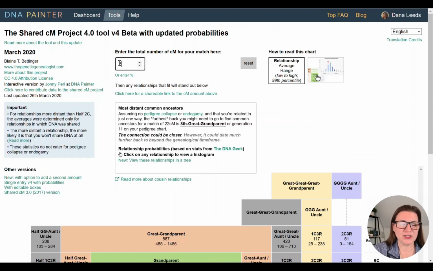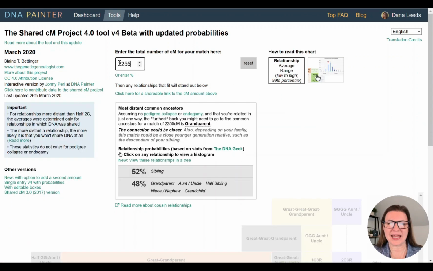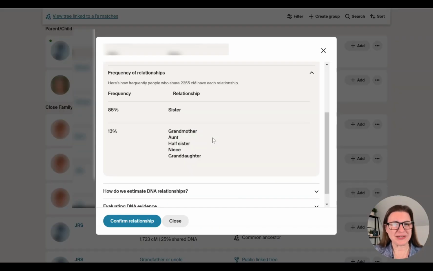And I'm going to put in 2255, which is the amount of DNA my daughter and her grandmother Sharon shared. And this is similar to what Ancestry said. It's showing 52% sibling, 48% grandparent, grandchild, aunt, uncle, niece, nephew, or half sibling. If you remember, Ancestry gave some pretty different numbers, though.